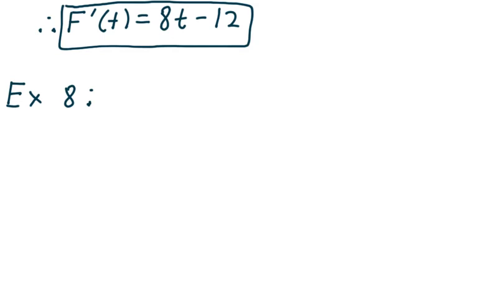Example 8, we have k(r) = e^r. Okay, this one's interesting. So it's e^r + r^e. This one's tricky, and you have to be careful here.